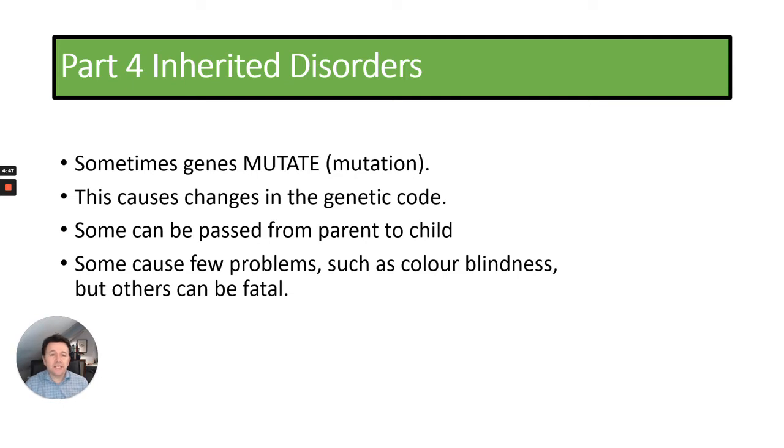So sometimes genes do mutate, and that's a mutation in the genetic code, causing a change in which proteins can be coded for. Some can be passed from parent to child, therefore they are inherited, but some cause few problems, so things like colour blindness, for example, but others can be fatal. Now, for your specification with AQA, you need to know specifically about 2 genetic disorders, which are cystic fibrosis and polydactyly.